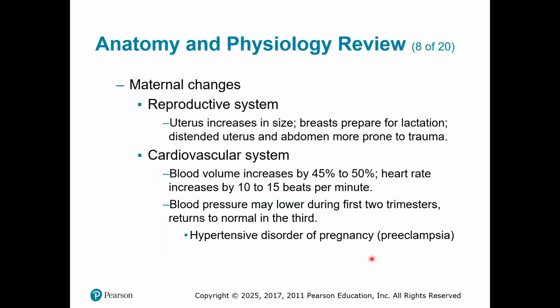If we look at the cardiovascular system in a pregnant female, the blood volume increases roughly 45 to 50%. Heart rate increases 10 to 15 beats per minute. And the blood pressure may lower during the first 2 trimesters, returning to normal in the 3rd trimester. Hypertensive disorders of pregnancy are known as preeclampsia.